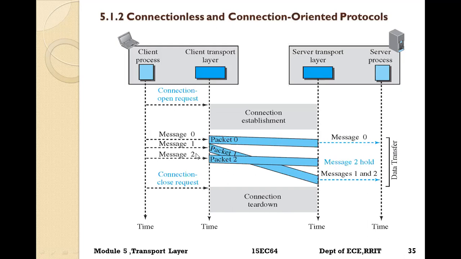Once the message has finished, you can see here the arrow mark. A connection closing request will be sent by the application layer to the client transport layer. So once this message has been transmitted, a connection teardown will take place. So this simple three-step process will take place in a connection-oriented protocol.